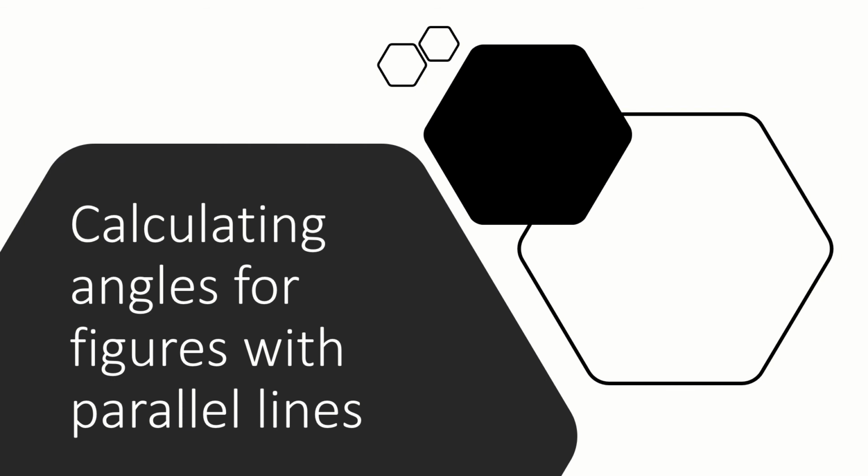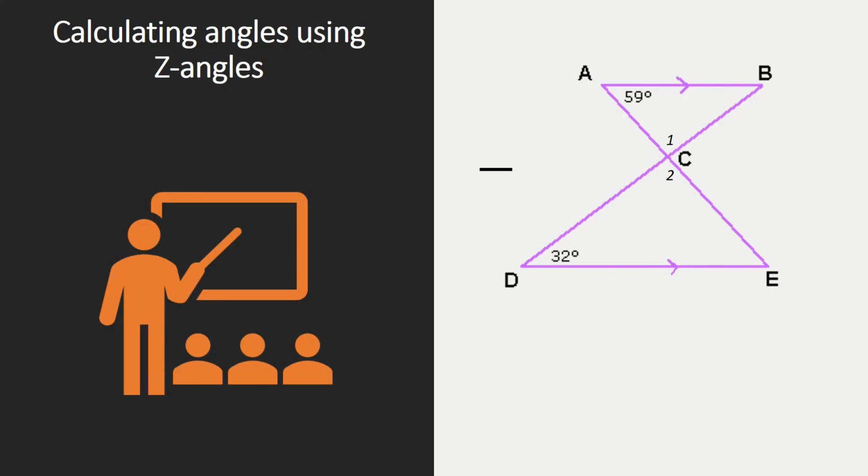Alright, but how can we calculate angles for figures with parallel lines? And especially, how can we calculate angles using Z angles? And how should we write this down in our notebooks? So I'm going to give you an example, and I want you all to write it down in your notebooks. I want you all to calculate angle B and angle C1 and angle E. If we have a look, then you might think that we do not have enough information to solve this. But now we've learned a new rule, actually two new rules, and we're going to use one of them.